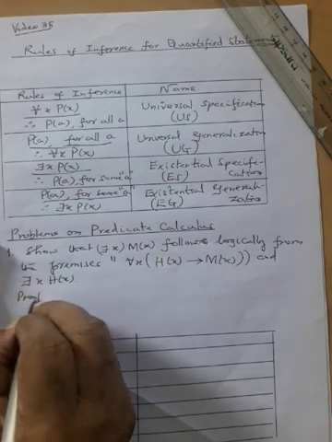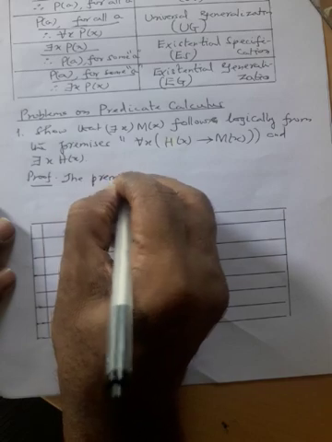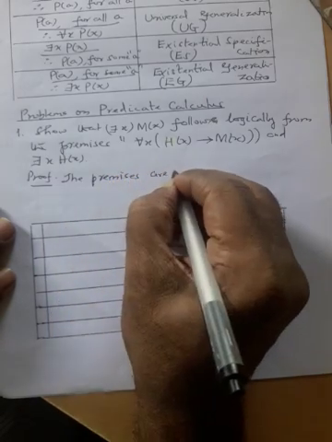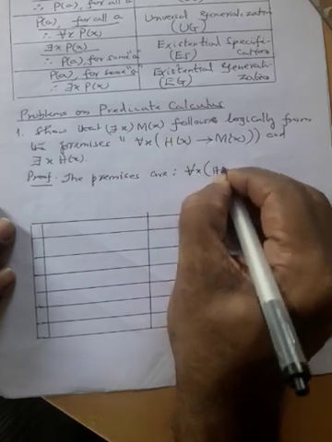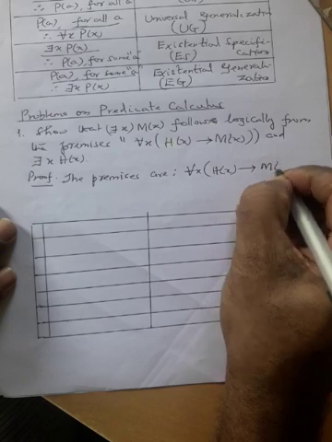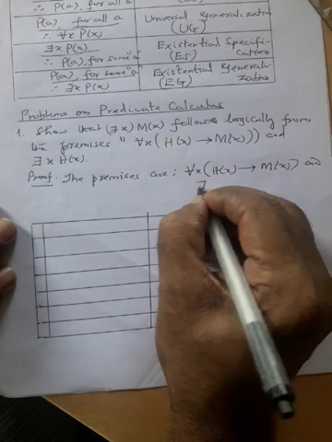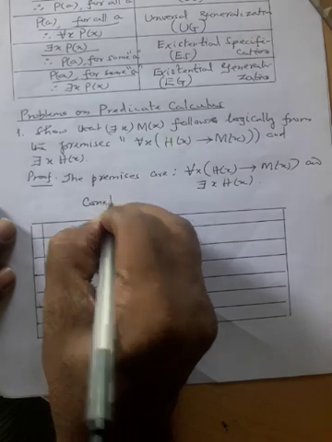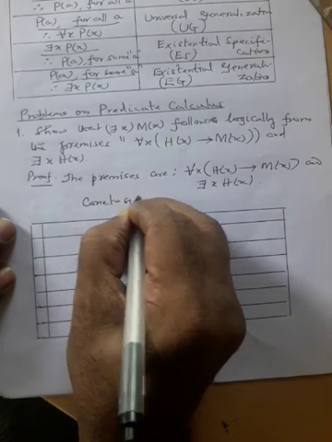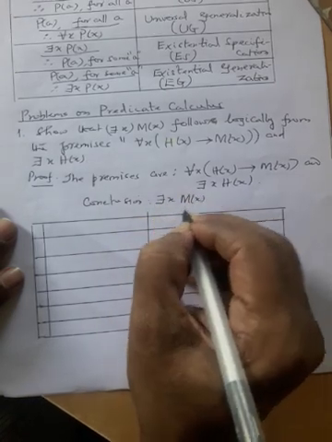Proof. So what are the premises here? Premises means hypothesis. For every x, if H of x, then M of x. And another premise is there exists x, H of x. What should be our conclusion? The conclusion is there exists x, M of x.